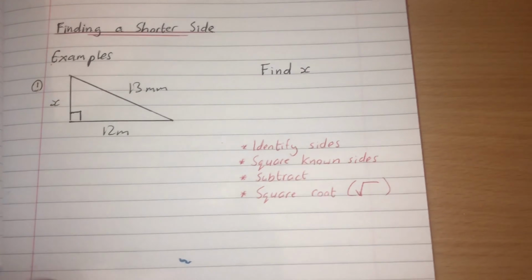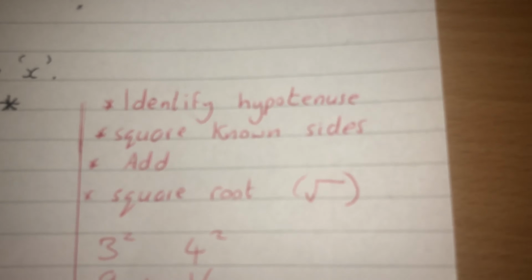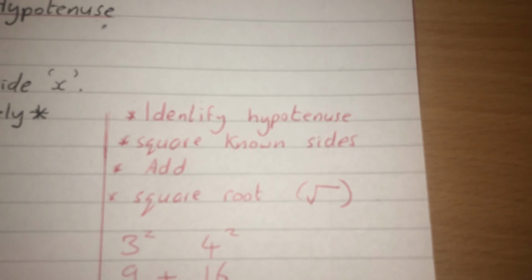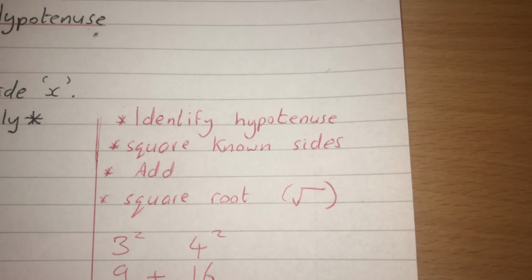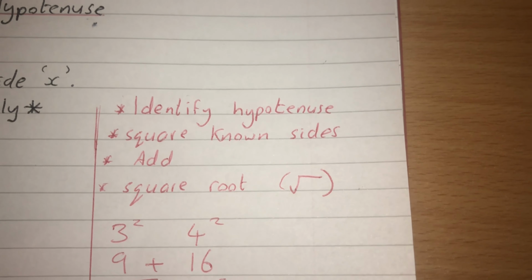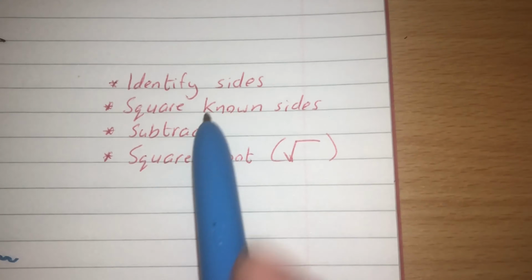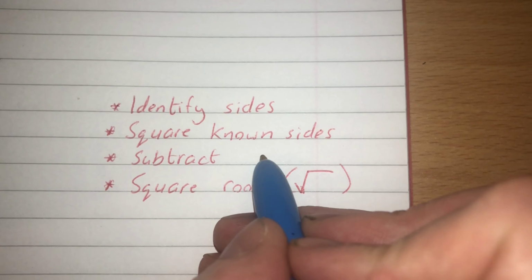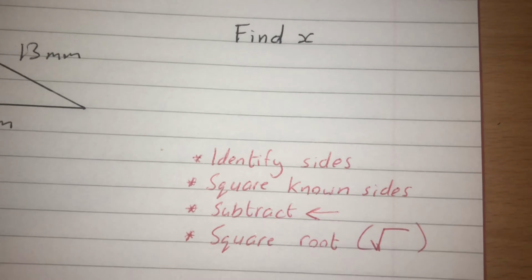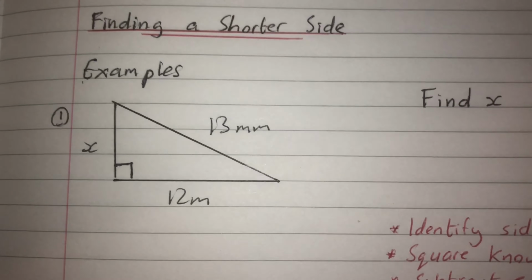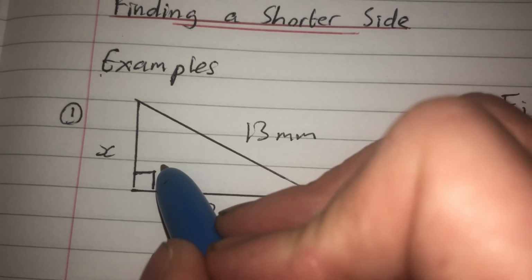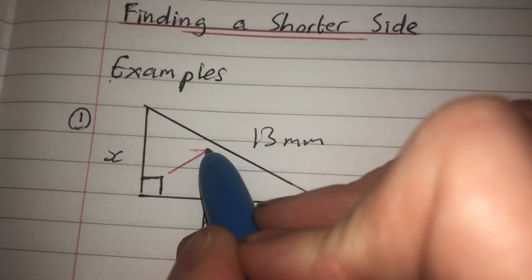So, there were my 4 steps for finding the hypotenuse. Identify the hypotenuse, square the known sides, add, and then square root. As you can see, the steps are almost identical except for this one. So instead of adding, we're just going to subtract. Okay, so let's look at this. First thing, identifying the sides. So here's my right angle, and there is my hypotenuse facing it.